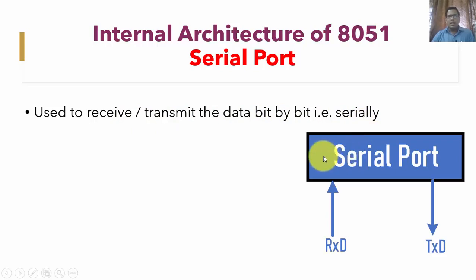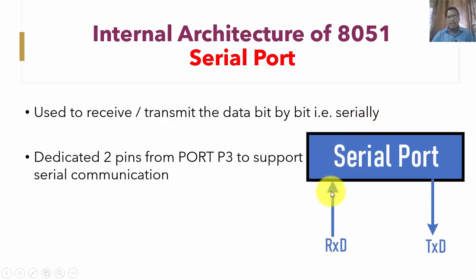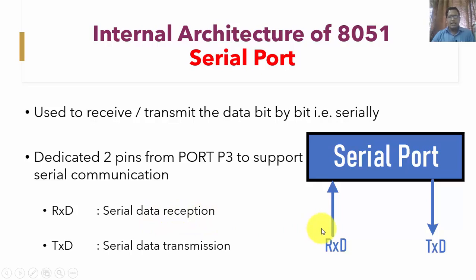Talking about the serial port, basically two dedicated pins are present. These pins are the RxD pin and the TXD pin. The RxD pin is used to receive data serially, whereas the TXD pin is used to transmit data serially. Inside this serial port, one SFR, that is SBUF, the serial buffer register, is present. Whatever data is received serially on the RxD pin is stored into SBUF, and the data which is to be transmitted is first put into the SBUF register, which is transmitted through the TXD pin.